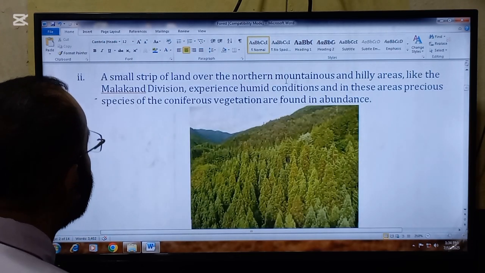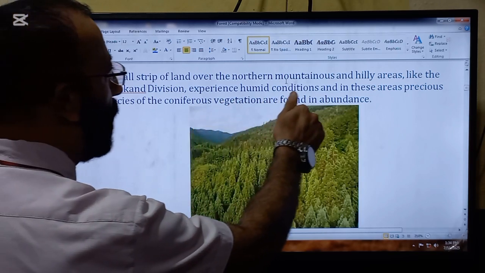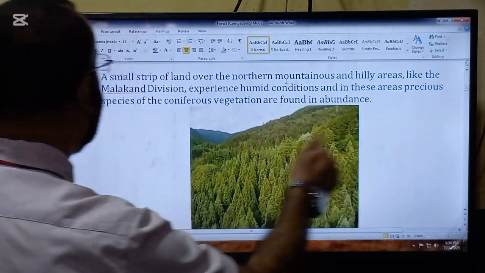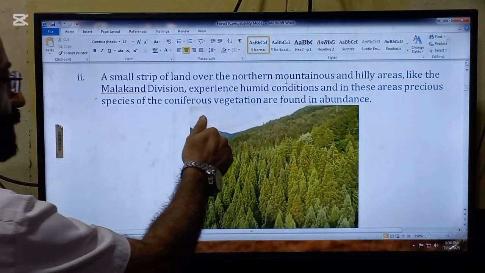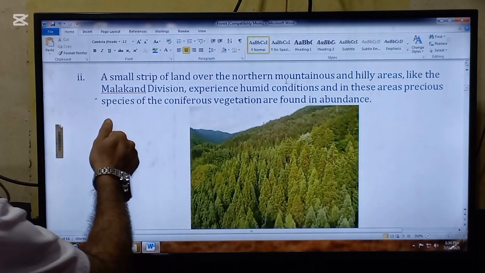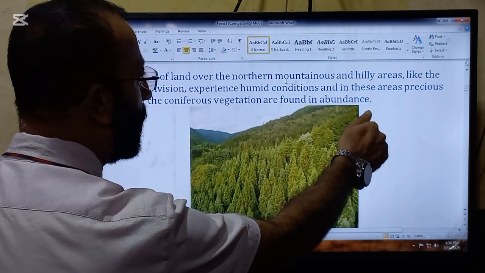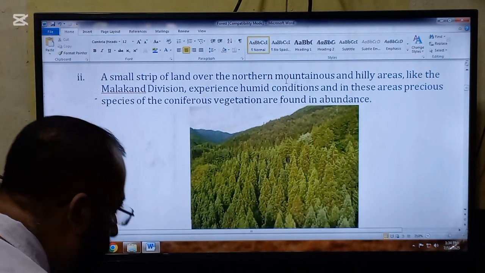The next reason is a small strip of land over the northern mountainous and hilly areas like the Malakand, which experience humid conditions, and in these areas precious species of coniferous vegetation are found in abundance.